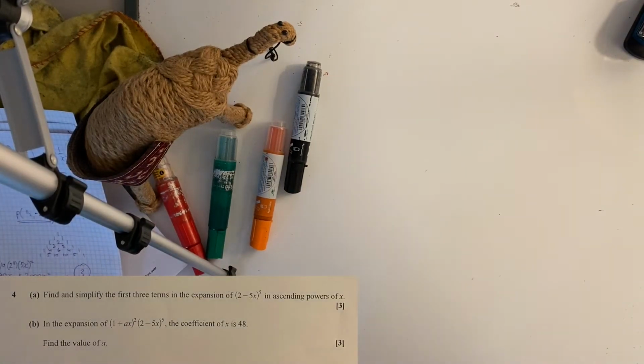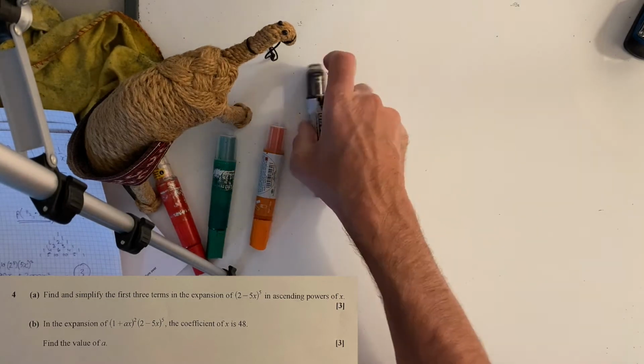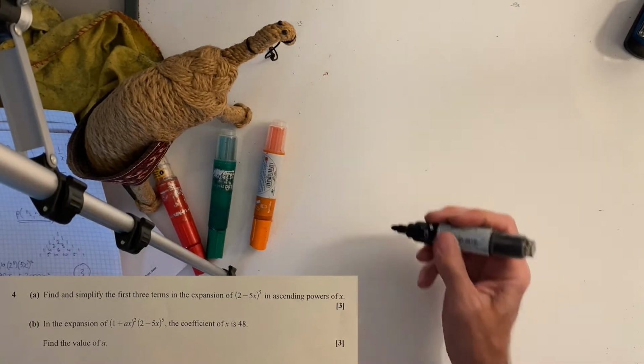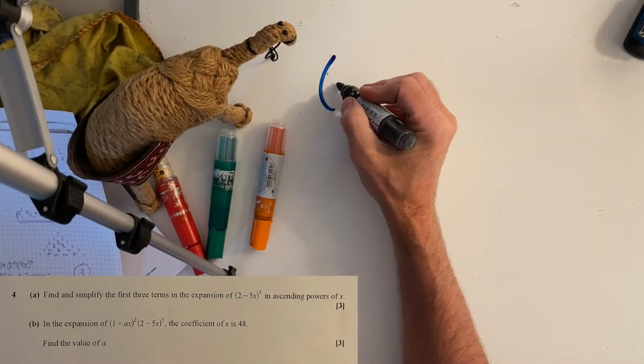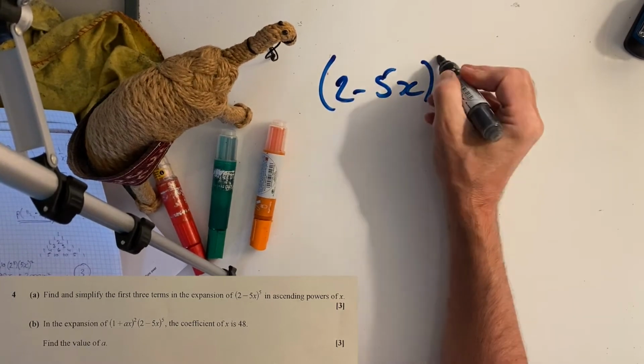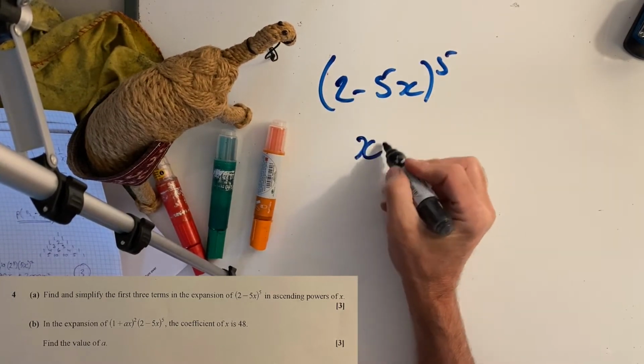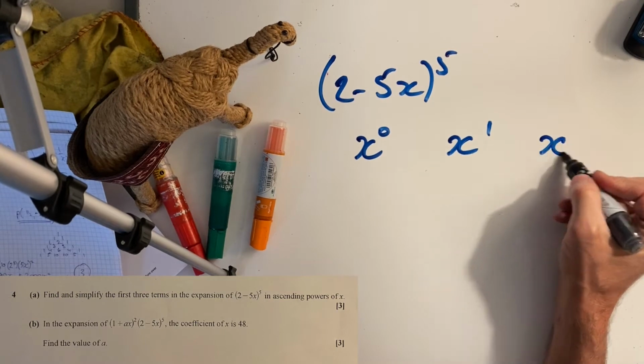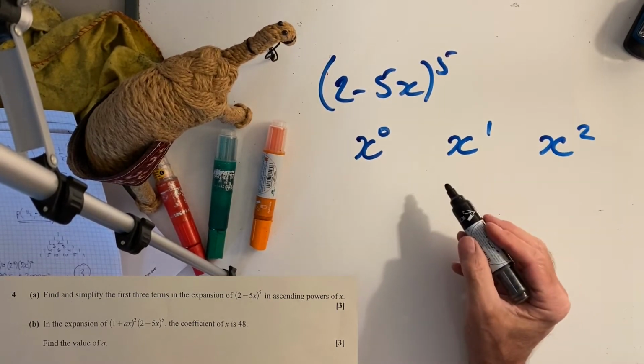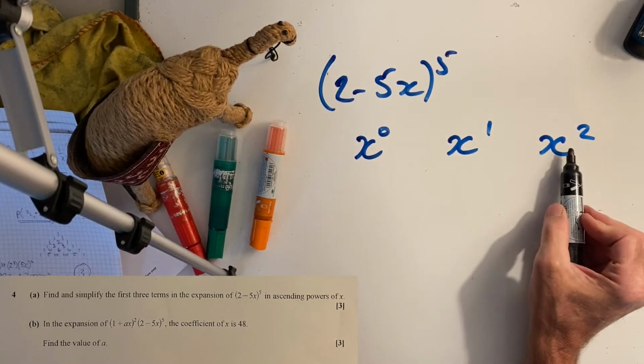Question 4, find and simplify the first three terms of this expansion in ascending powers of x. So it has to be ascending powers of x, so that x goes from x^0, x^1, x^2. So it's ascending and it's the first three. So that's kind of where we're going with this.